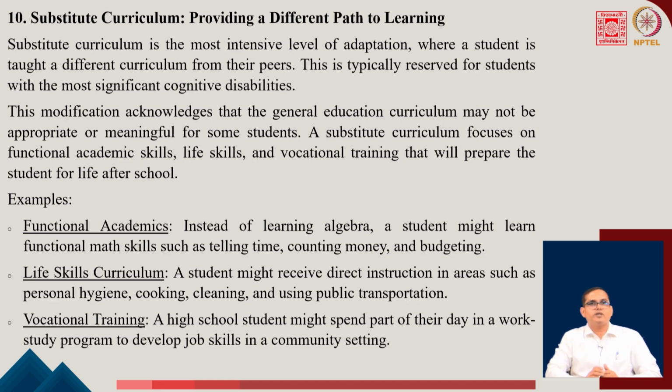The next type of curriculum adaptation is substitute curriculum, that is providing a different path to learning. Substitute curriculum is the most intensive level of adaptation where a student is taught a different curriculum from their peers. This is typically reserved for students with the most significant cognitive disabilities. This modification acknowledges that the general education curriculum may not be appropriate or meaningful for some students. A substitute curriculum focuses on functional academic skills, life skills and vocational training that will prepare the student for life after school.